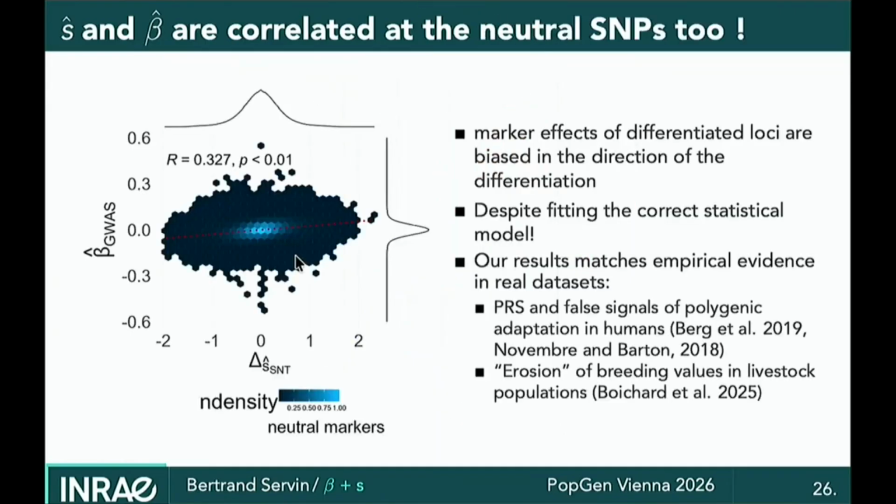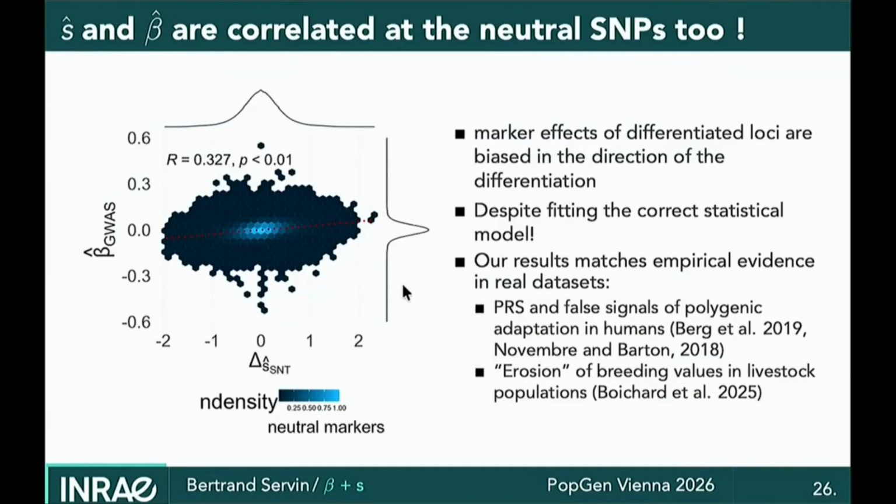The problem is that when we looked at neutral markers, individually, the two parameters are not biased, right? If you look at the marginal distribution of the delta S, it's around 0, nothing wrong. The beta is not biased, around 0, some variance. But there is a correlation between the two parameters. So it means that the marker effects of loci that are randomly differentiating between populations just due to drift and polygenic selection tend to have higher estimates of their effects on the trait.